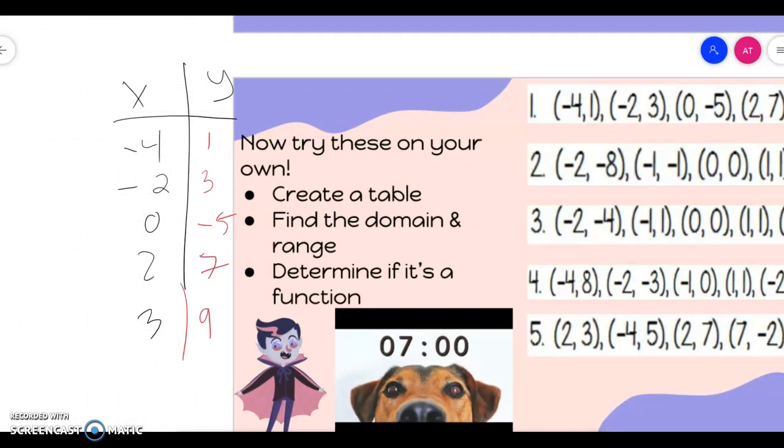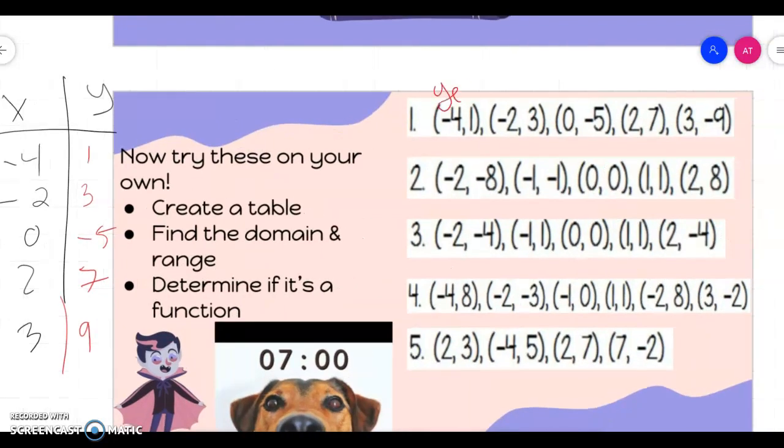So does every input have one output? Yes. Is this a function? Yes. My domain values are -4, -2, 0, 2, and 3. While my range values are going to be 1, 3, -5, 7, and -9.